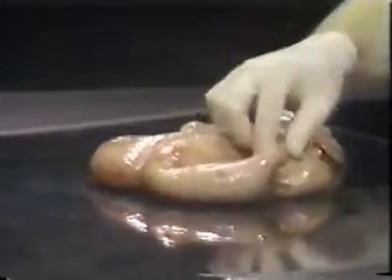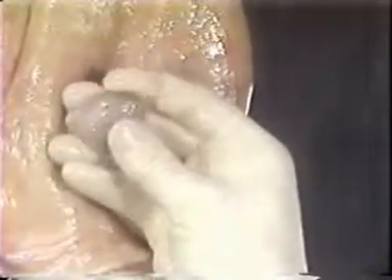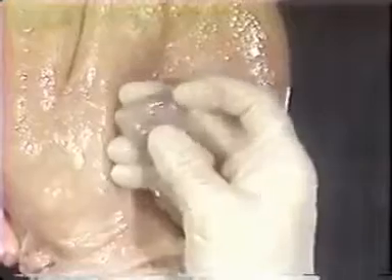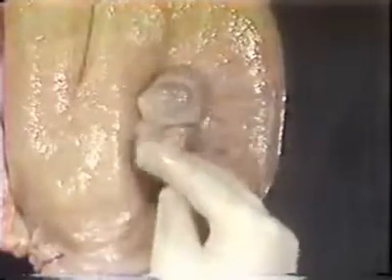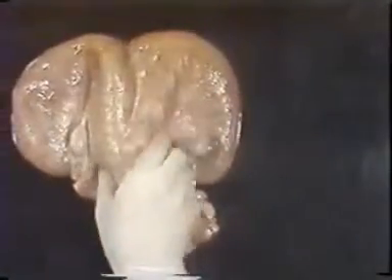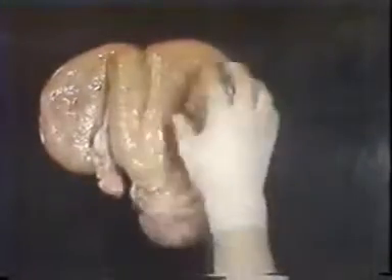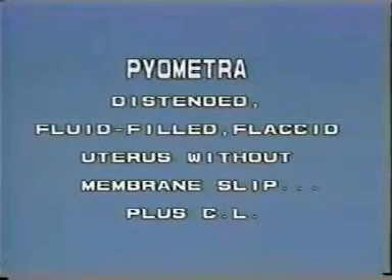Almost invariably, a pyometra will be associated with a corpus luteum. That is, the uterus will be under continual luteal influence. There may or may not be a discharge from the cervix or vagina, so that speculum exam can easily miss a true pyometra. It is necessary, therefore, to be able to diagnose this condition rectally. The palpation of a distended, fluid-filled, flaccid uterus without a membrane slip and in the presence of a CL should tentatively indicate a pyometra.